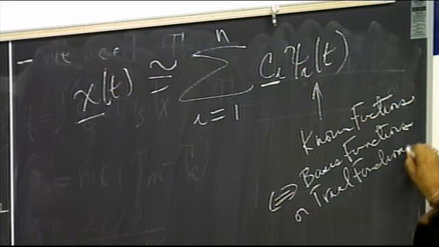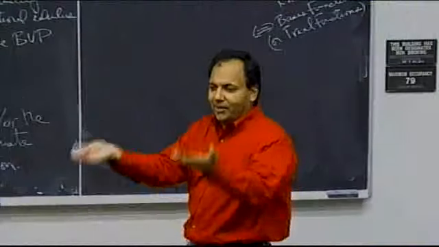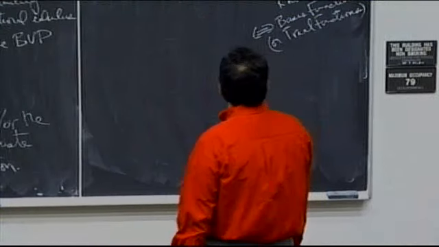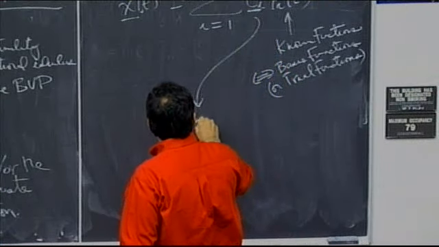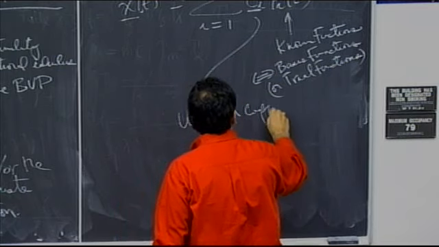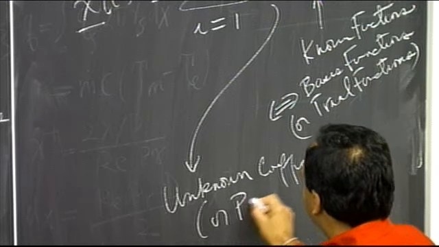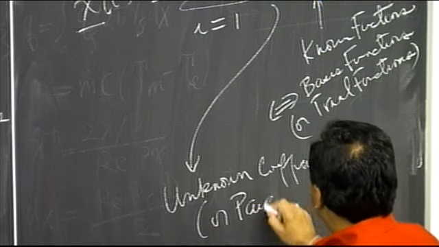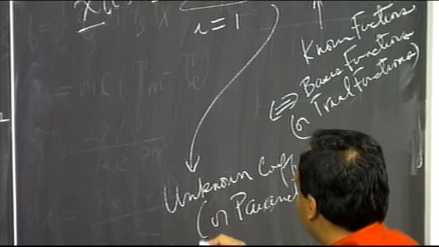I don't really know where the term trial comes from. It's called trial functions. It's not like you're on trial. It's like you try it. That's why they call them trial functions. And then these things are unknown coefficients or parameters to be determined.